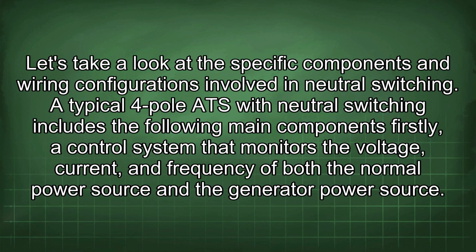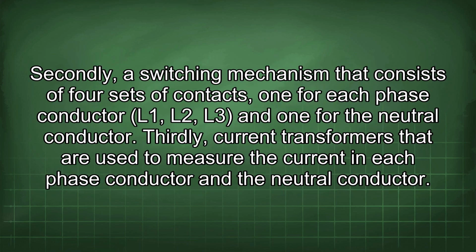Let's take a look at the specific components and wiring configurations involved in neutral switching. A typical 4-pole ATS with neutral switching includes the following main components. Firstly, a control system that monitors the voltage, current, and frequency of both the normal power source and the generator power source. Secondly, a switching mechanism that consists of 4 sets of contacts, one for each phase conductor, L1, L2, L3, and one for the neutral conductor.